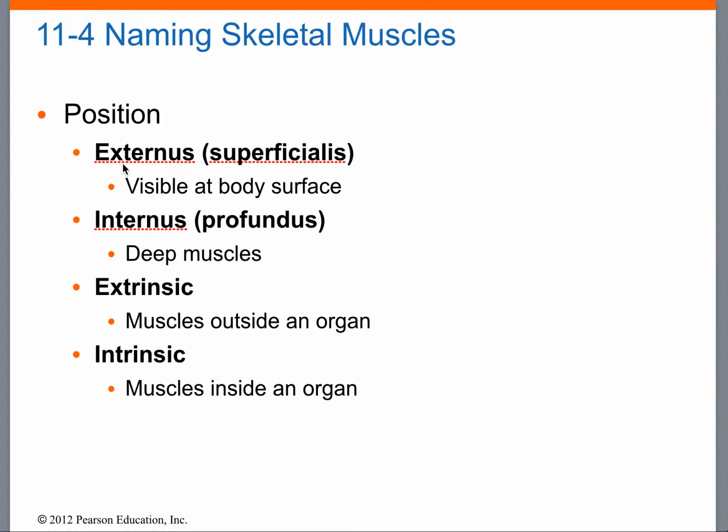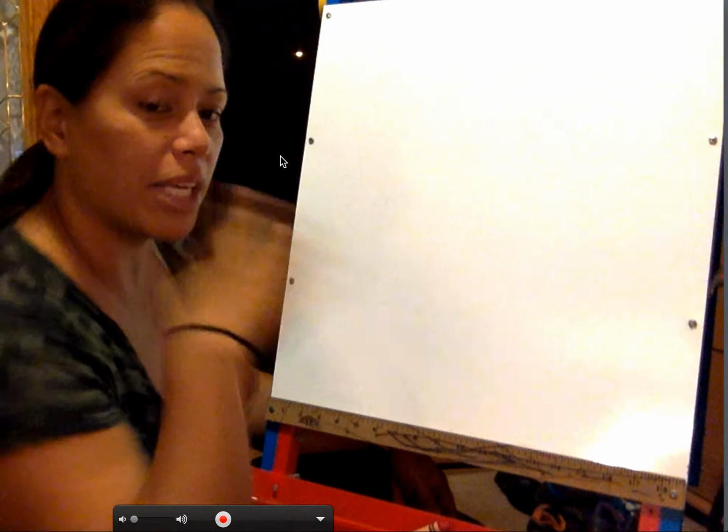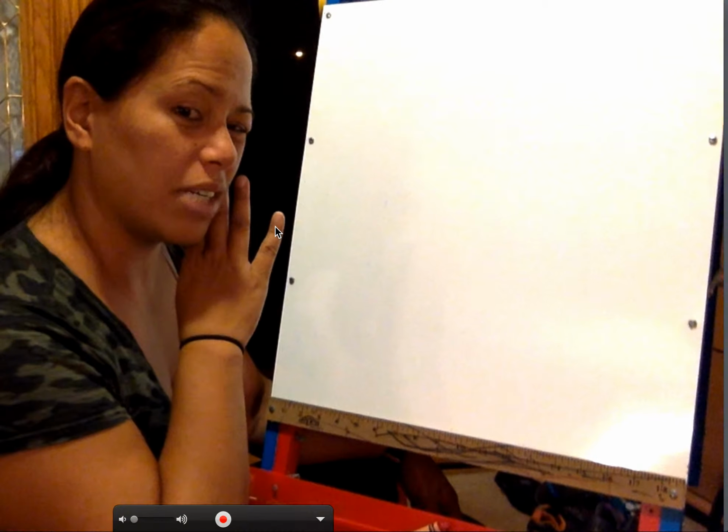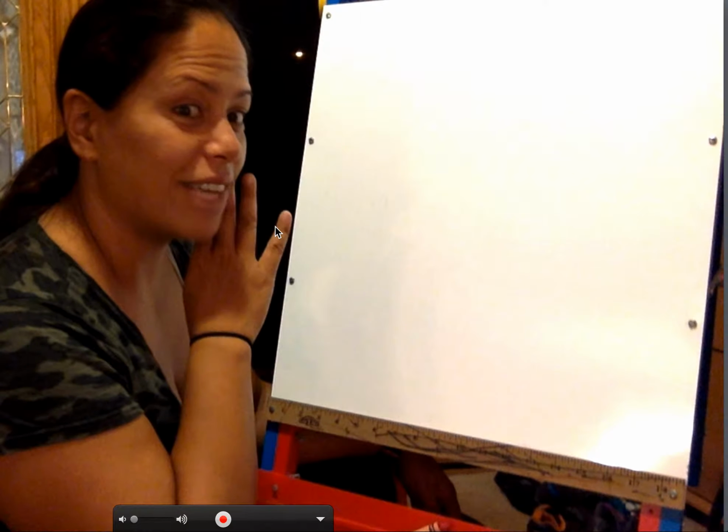So in this case, externus, external, superficialis, profundus, oh, superficial, kind of like me. But you want deep relationships. Do we really? Or do we want the hot guy? I don't know, kind of superficial.